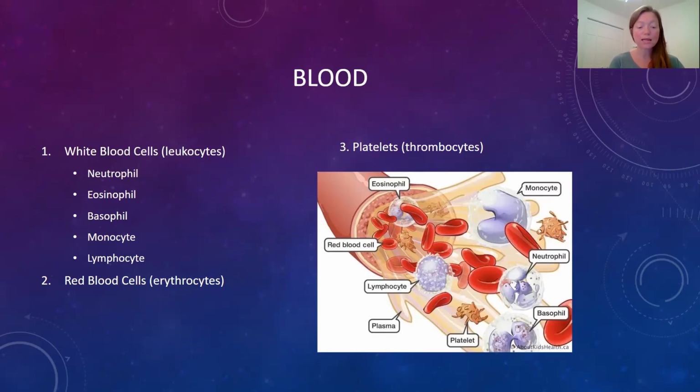A complete blood count, or CBC with differential, or a white blood count, WBC with differential, are often used to determine the different percentages and types of white blood cells in the blood. And when I say that, I mean right here, the neutrophils, eosinophils, basophils, monocytes, and lymphocytes.